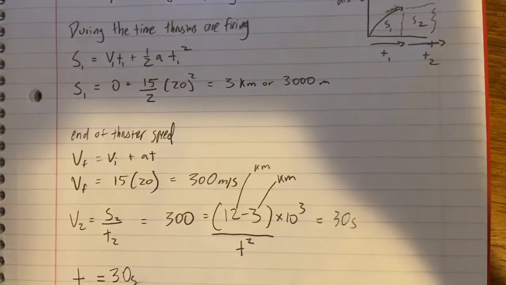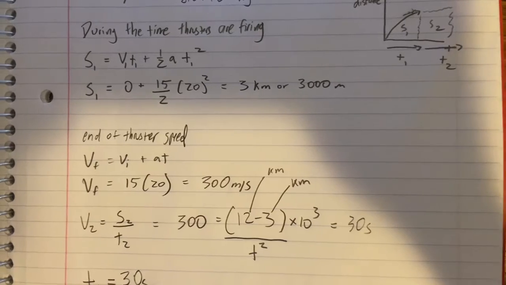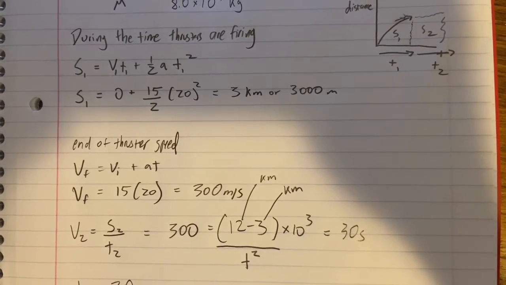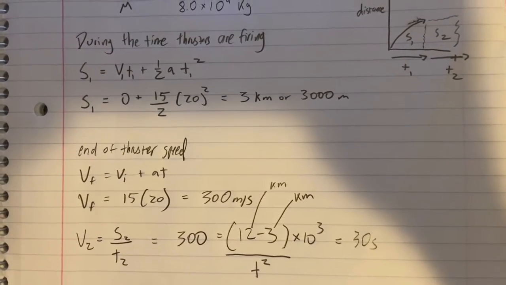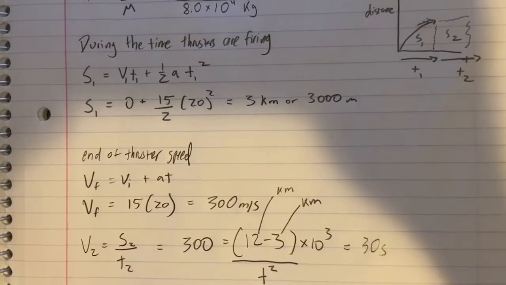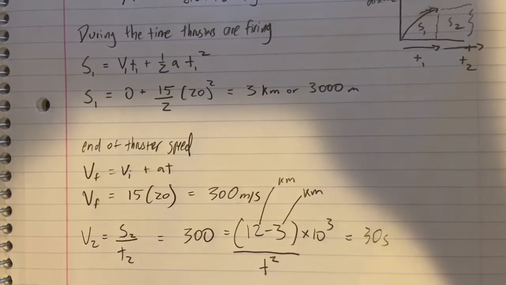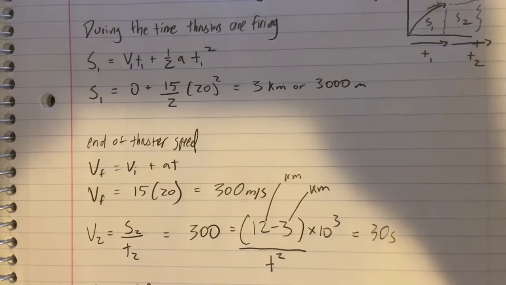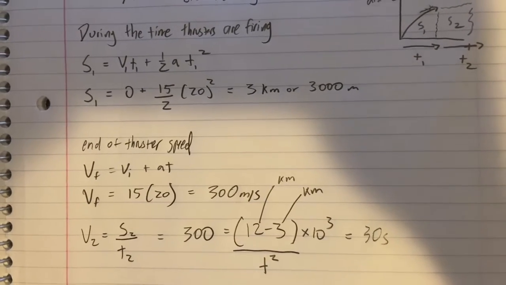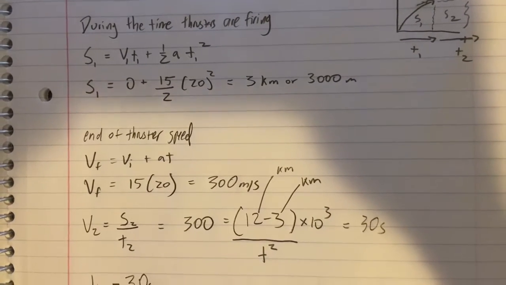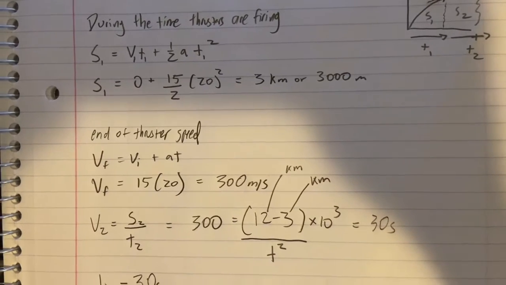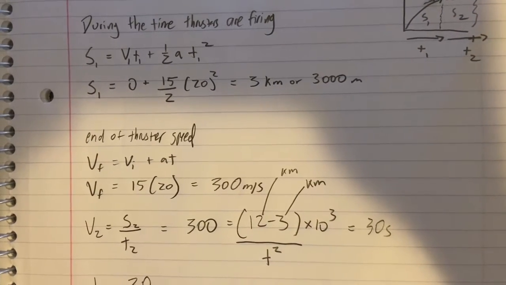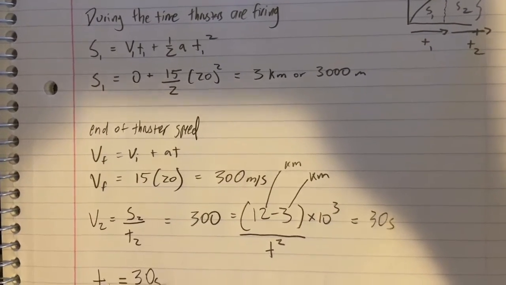One thing that we can solve for is the speed once the thrusters have ended. As we noted earlier, the initial velocity was 0. So the final velocity at the end of the thrusters is going to be the acceleration, 15 meters per second squared, times the time, which was 20 seconds. So that velocity is going to be 300 meters per second.